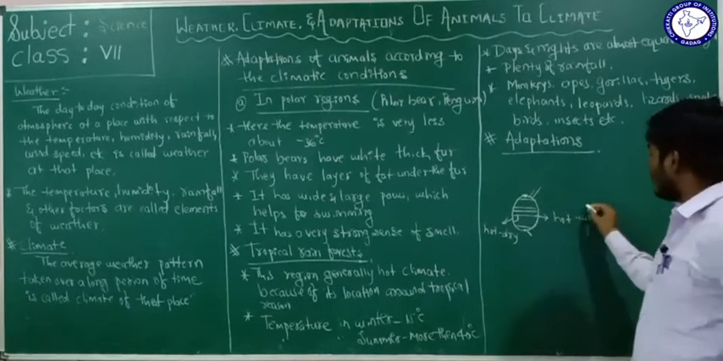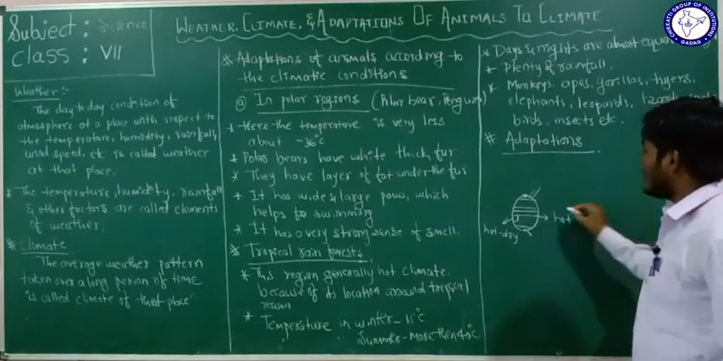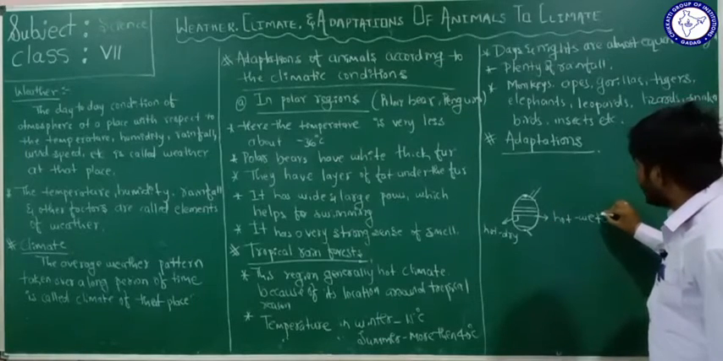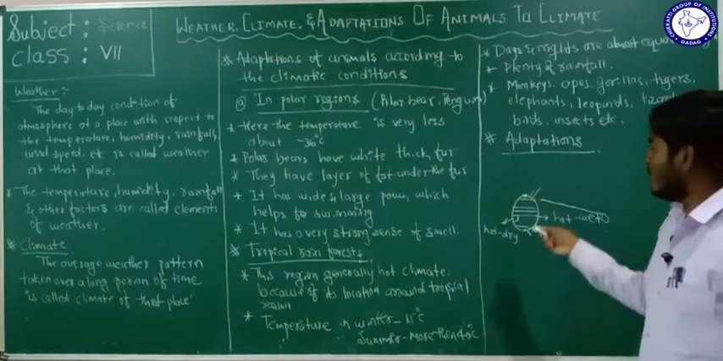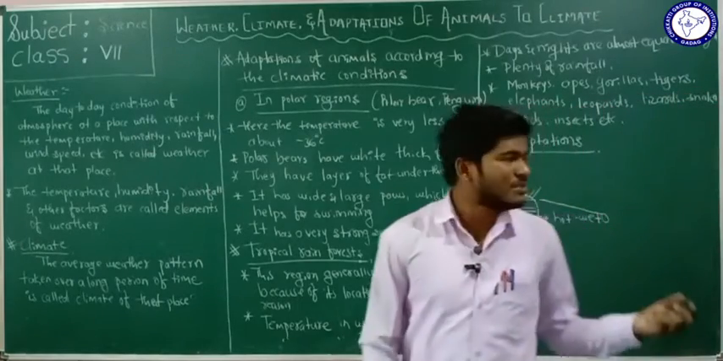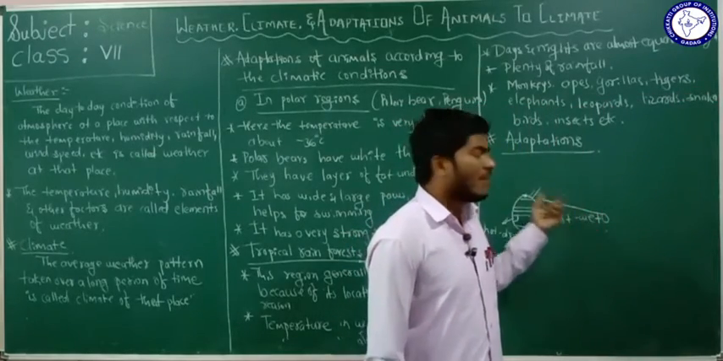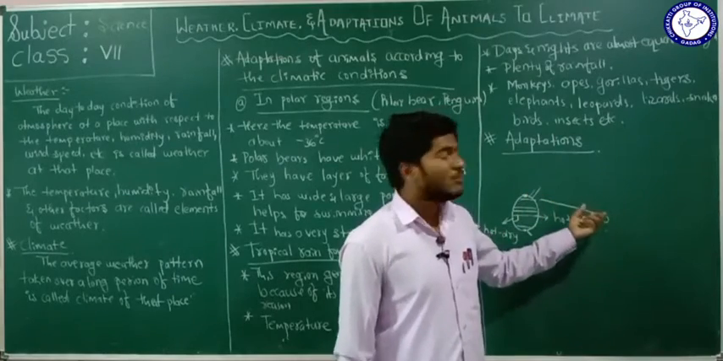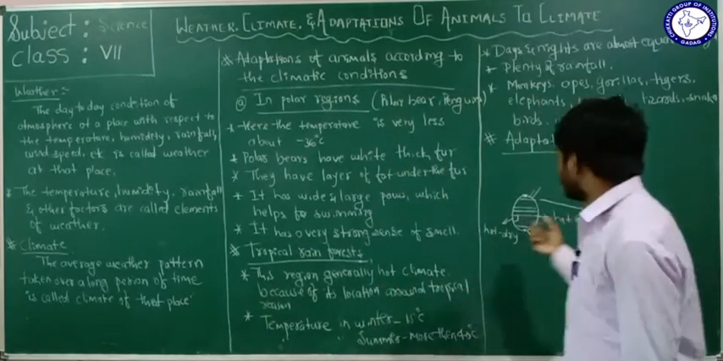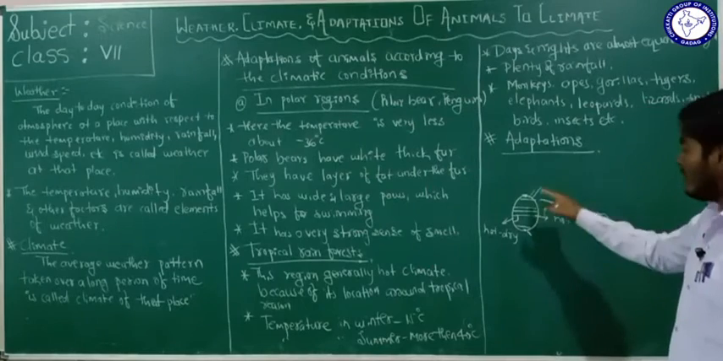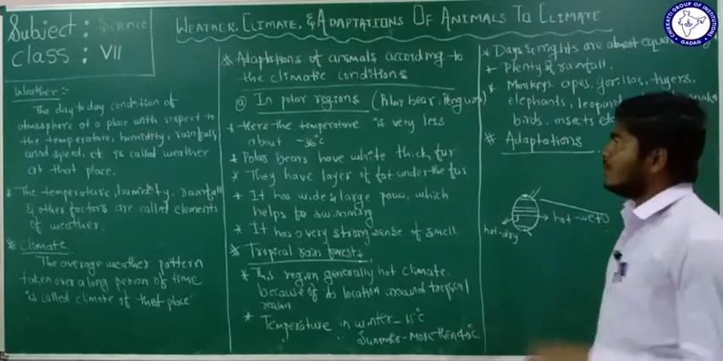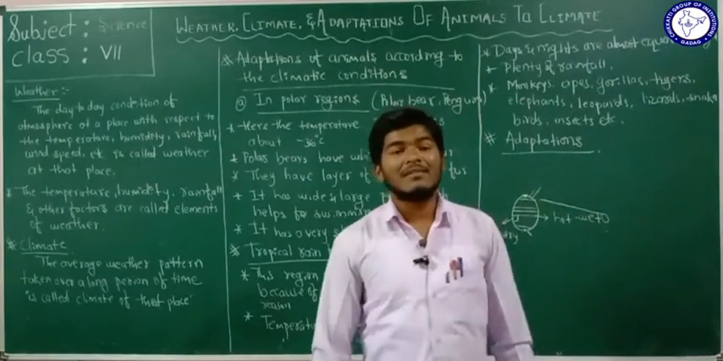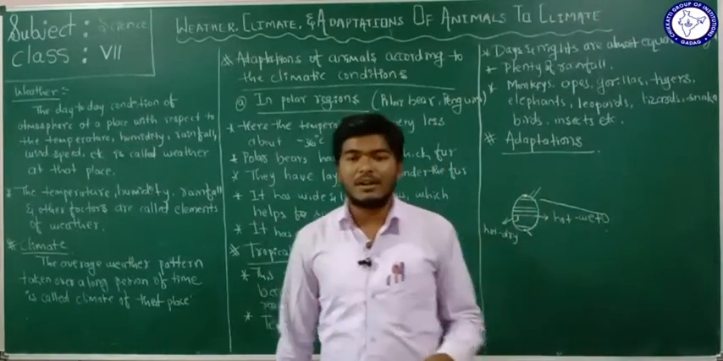Why is it very cold? Because the sunlight falls very inclinedly here. So they don't get a large amount of the heat of the sunlight here. Therefore, the polar ice caps are always cold places. So how the animals live in those conditions will be studied now.